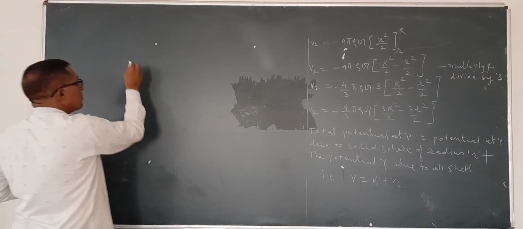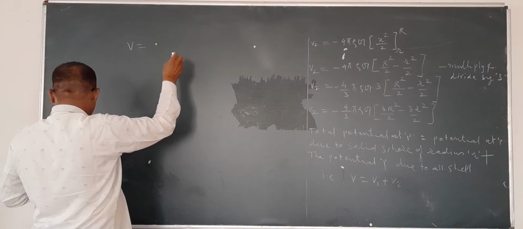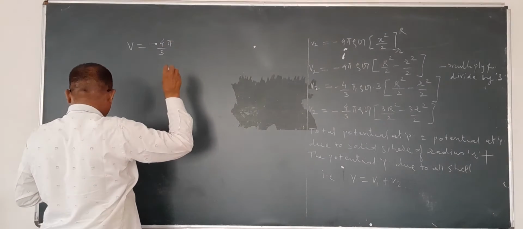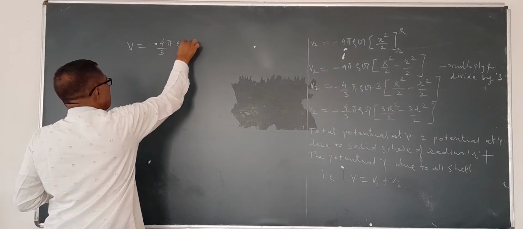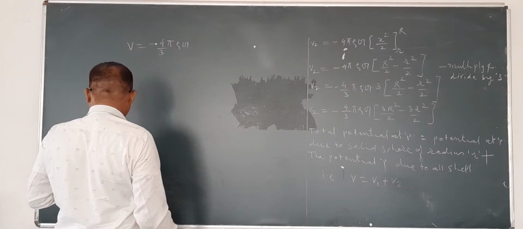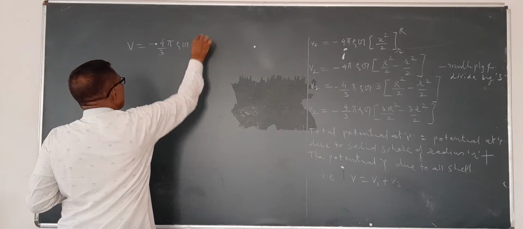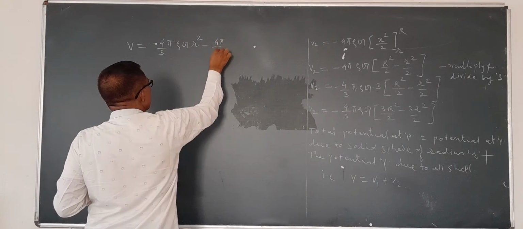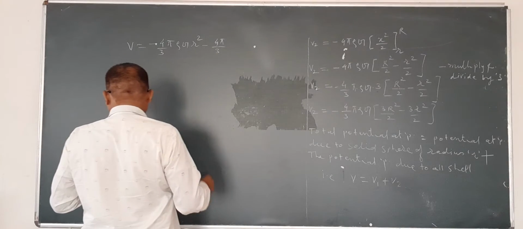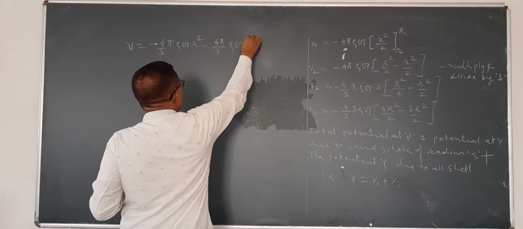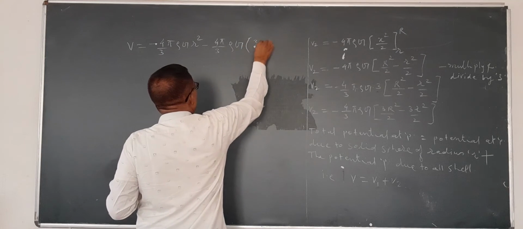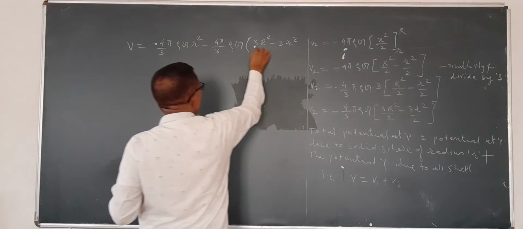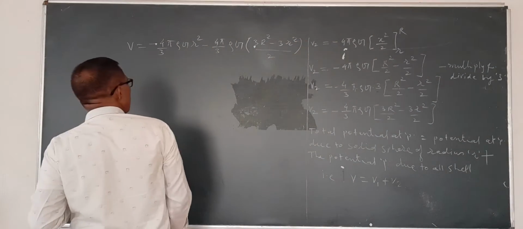That can be written as V equals minus 4 pi by 3 rho g into r square, minus 4 pi by 3 rho g into the bracket 3r square minus 3r square upon 2. Only we can write this.